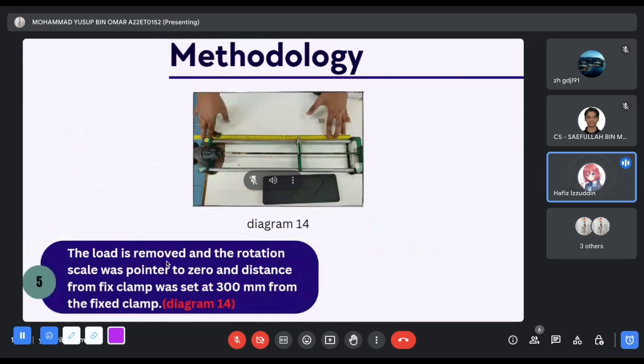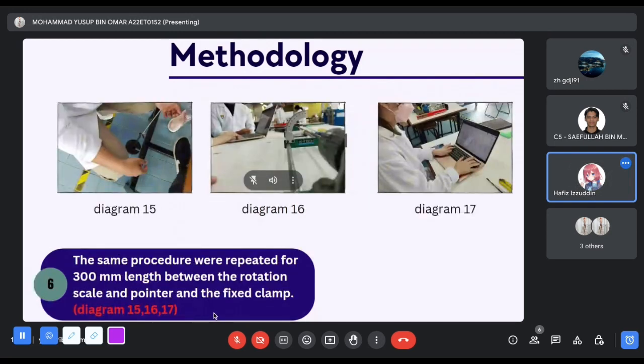And the fifth step is the load is removed and the rotation scale is pointed to 0, and the distance from the fixed clamp is set at 300 mm, diagram 40. And the sixth step is the same procedure will repeat for 300 mm length between the rotation scale and pointer and the fixed clamp.